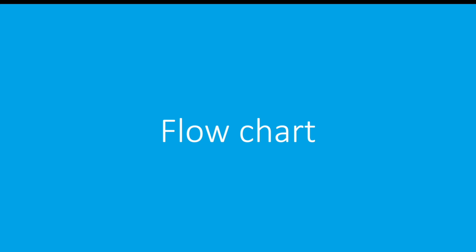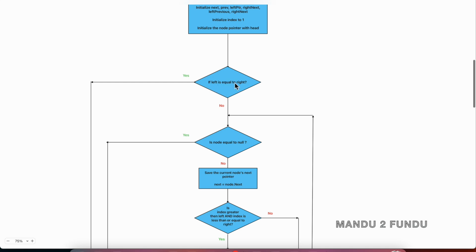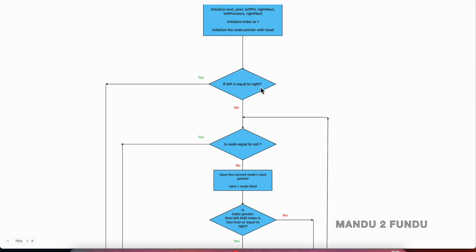Let's look at the flowchart. Input for this procedure is the head of the linked list, the left position and the right position. First we initialize the next, previous, left PTR, right PTR, left previous and right next pointers to null. Then we initialize the index to 1 and the node pointer with head. First we check whether left is equal to right. If the left and right positions are the same, both are pointing to the same node, so we can simply return the current head pointer.